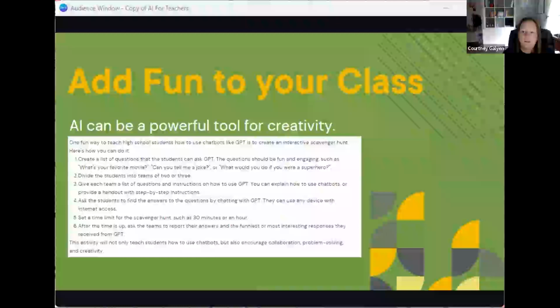So you can certainly use AI and you can teach it and use it to add fun to your classroom. This is a scavenger hunt where you essentially come up with a list of questions and you give different teams the same questions. You can say, hey, this team has to use Chat GPT, this team has to use Bard. You can manipulate it in any way you want, but you have them asking questions to these chatbots and comparing what they say at the end when you're done with the scavenger hunt.